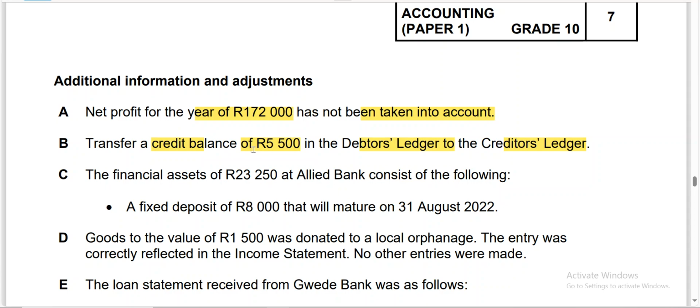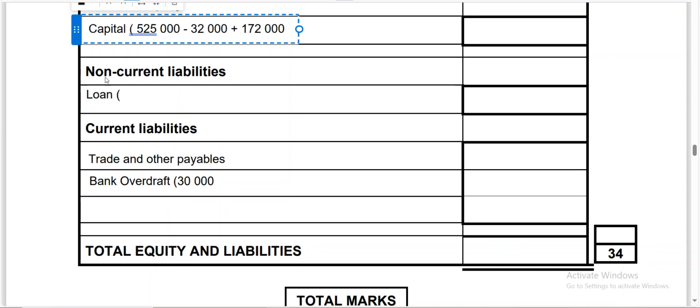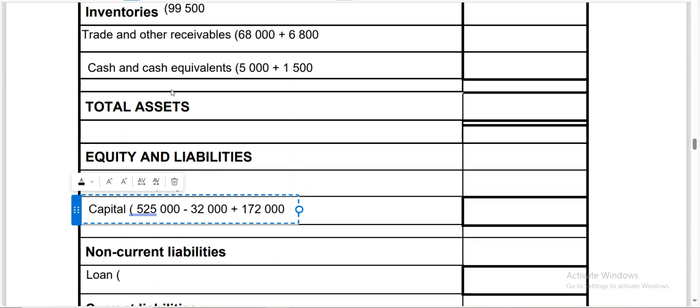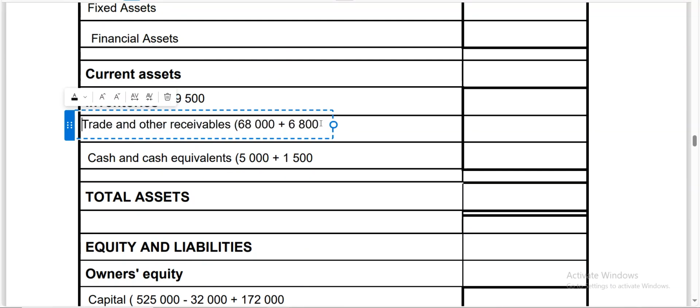So if it has a credit balance, it means when I move it out of this, because it's on the credit side, I will then have to debit. So it means that we are going to add to our trade and other receivables. Okay, so we are going to start there in our trade and other receivables. We're going to say plus 5,500, and this is a common transaction.